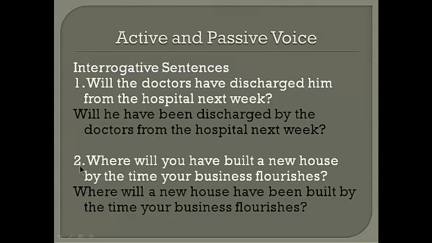Look at sentence number 2. Where will you have built a new house by the time your business flourishes? This "where" takes the same place, "where will," okay, and we have a new house, which is the object here. Where will a new house have been built by the time your business flourishes?